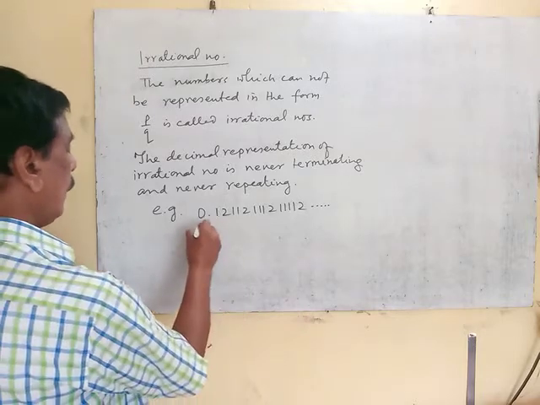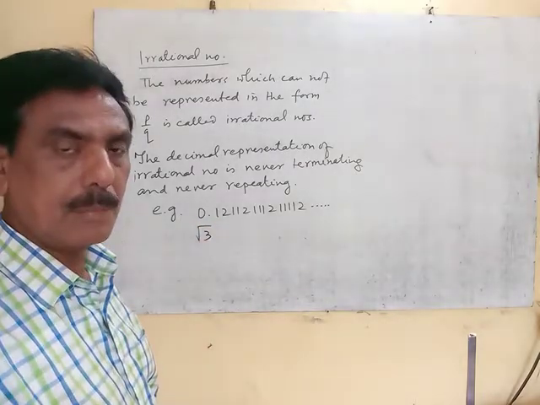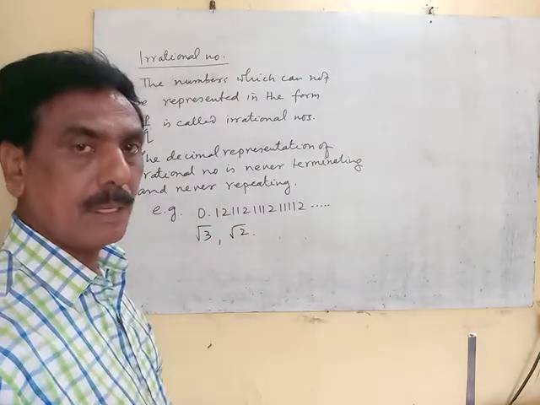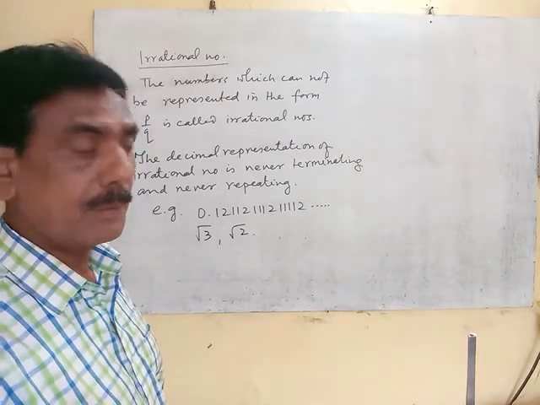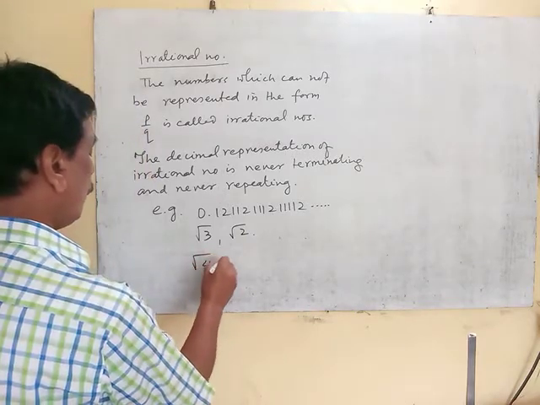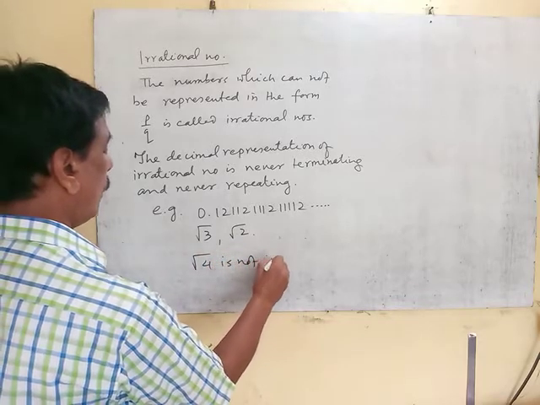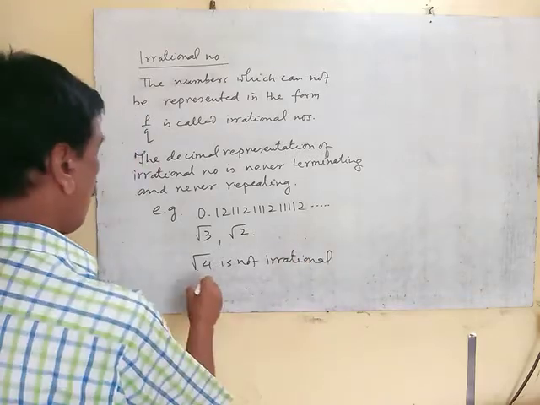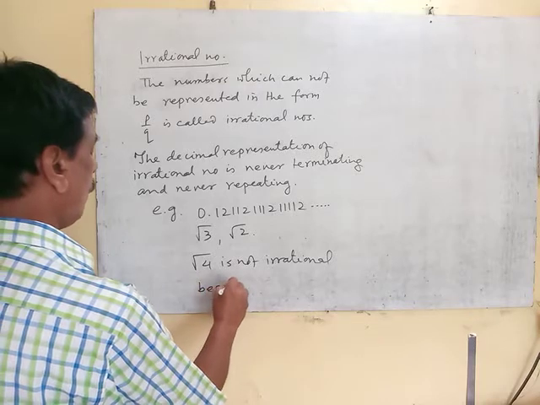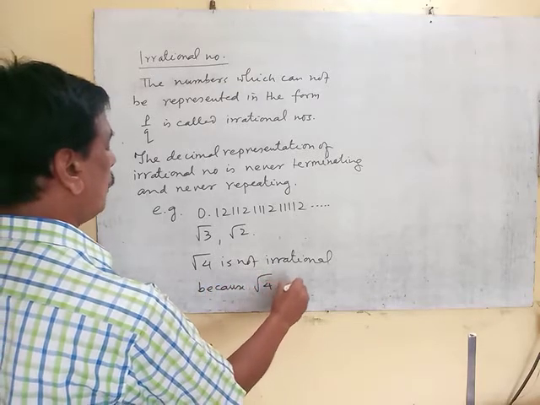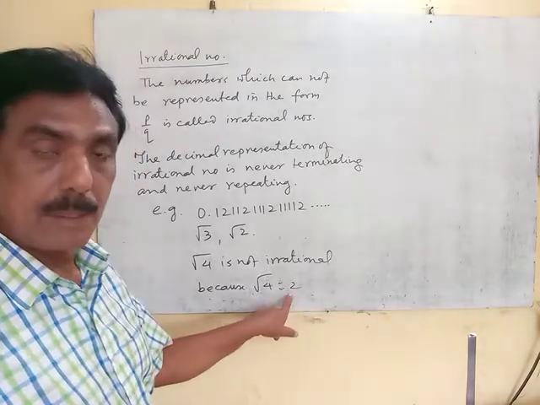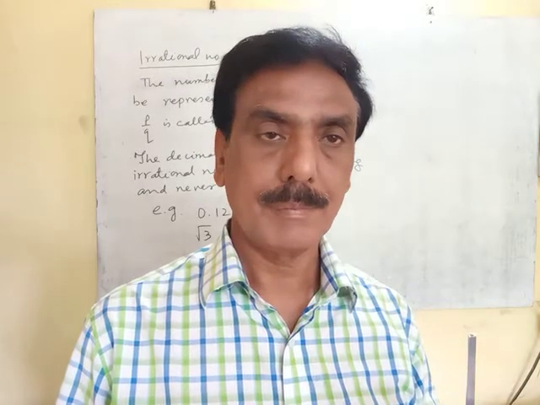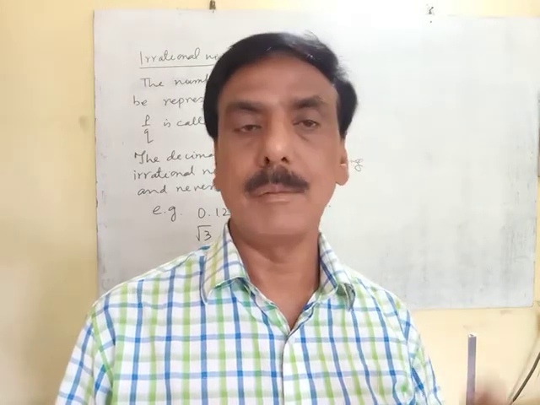Next, root 3 is an irrational number. Root 4 might seem irrational, but root 4 is not an irrational number. Why? Because root 4 is equal to 2 and it became a rational number. Means a number which is a perfect square is never an irrational number, right?